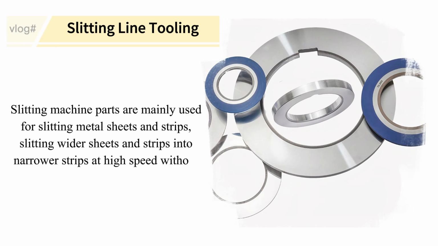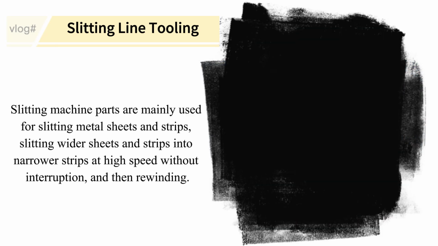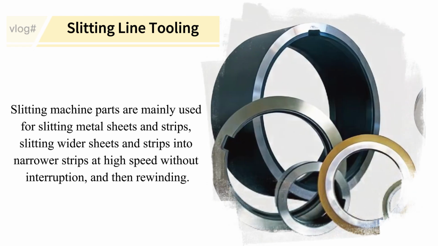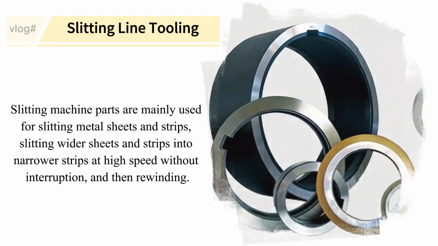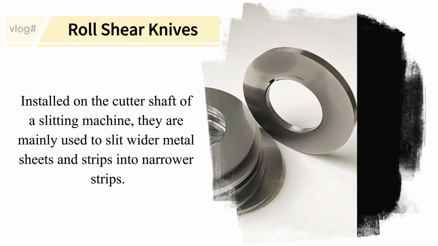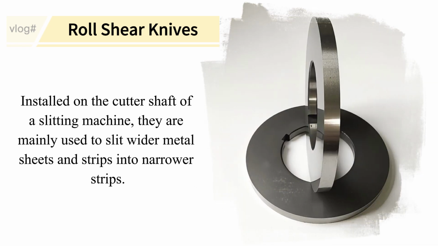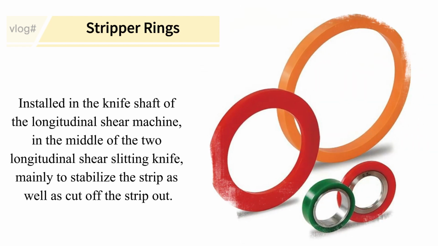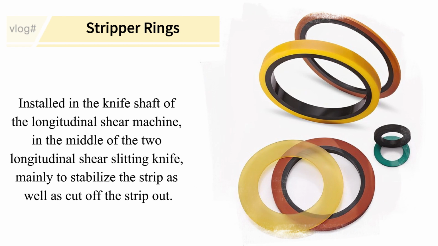Slitting machine parts are mainly used for slitting metal sheets and strips, slitting wider sheets and strips into narrower strips at high speed without interruption, and then rewinding. Installed on the cutter shaft of a slitting machine, they are mainly used to slit wider metal sheets and strips into narrower strips.